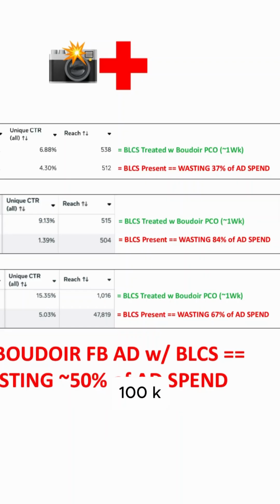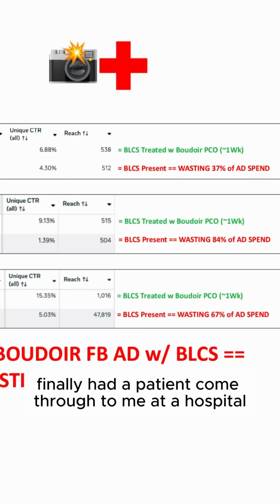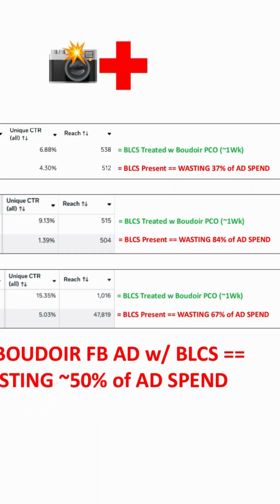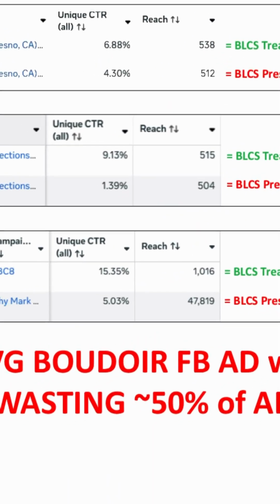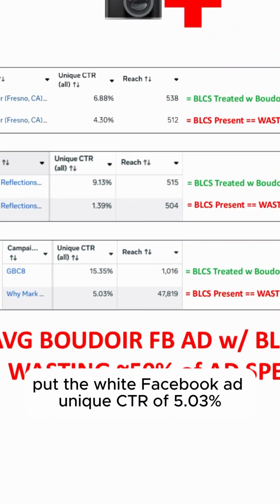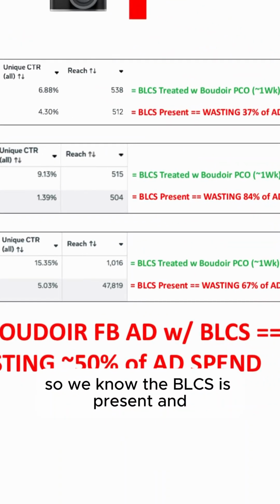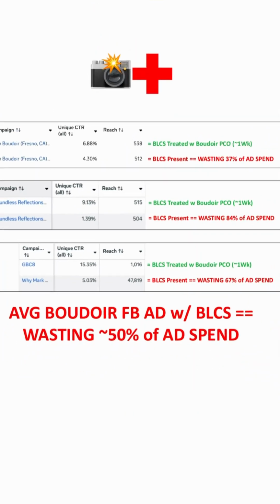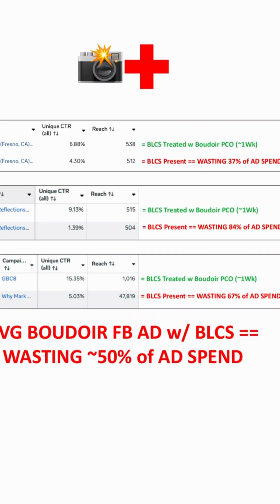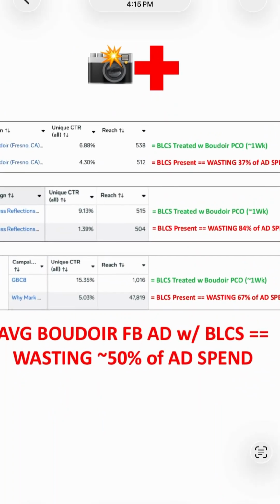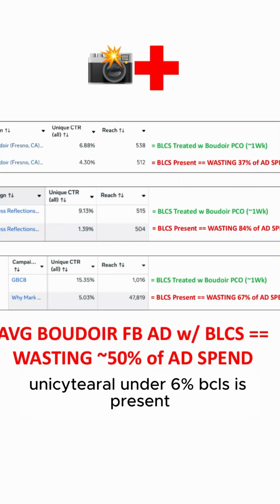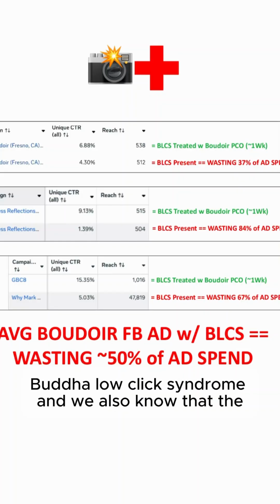Finally had a patient come through to me at a hospital. Boudoir Facebook ad, unique CTRL of 5.03%. So we know that BLCS is present. Unique CTRL under 6%, BLCS is present, Boudoir low click syndrome.